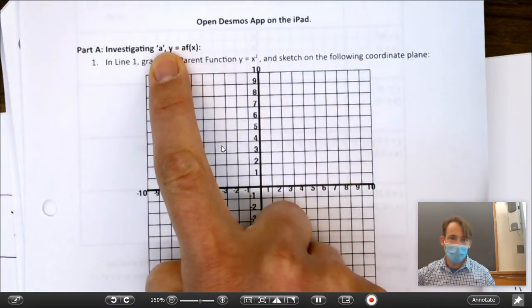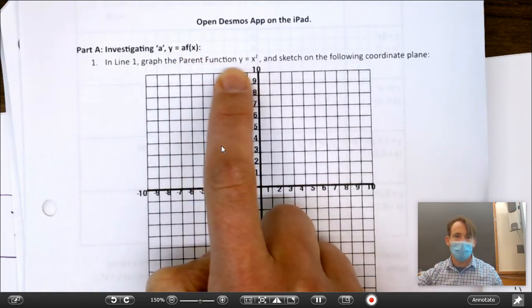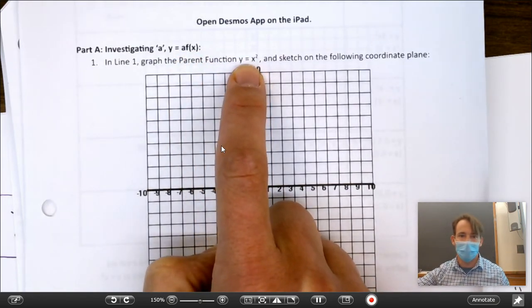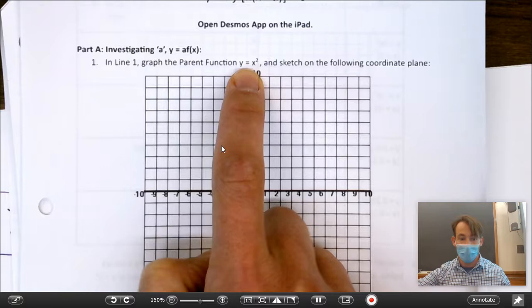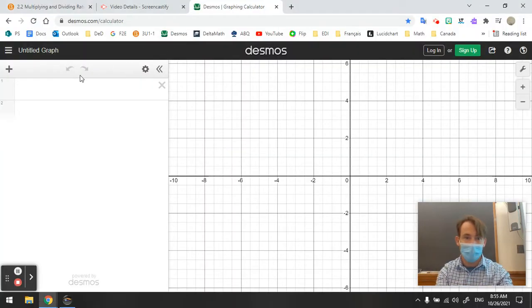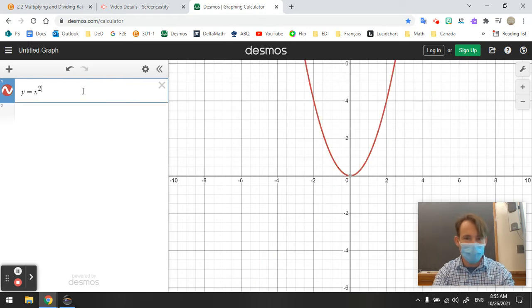Well, you follow the instructions. Here in the first one, it says graph the parent function y is equal to x squared. So you're going to follow along with me. You're going to do this one together. We're going to graph y is equal to x squared. And then we see our nice predictable parabola. This is called the parent function. The parent function of all quadratic functions.